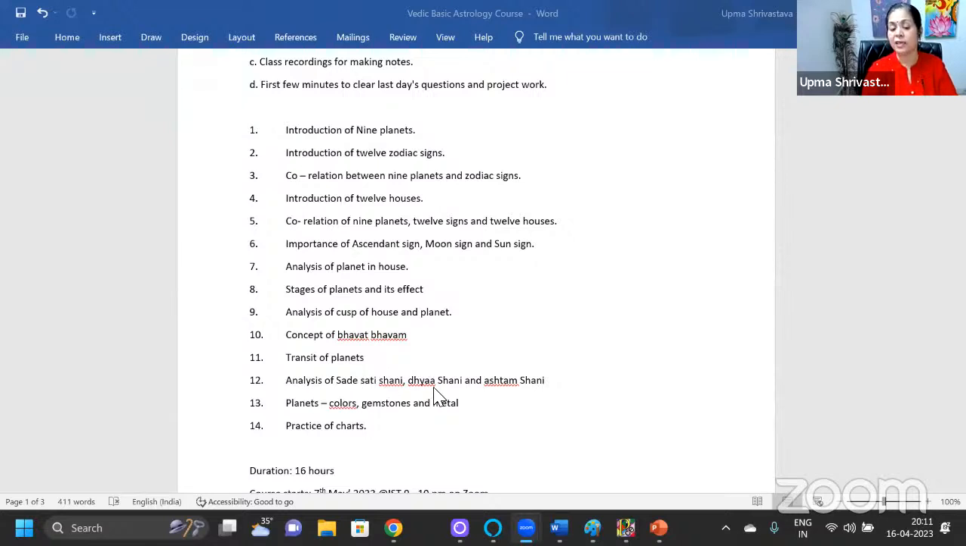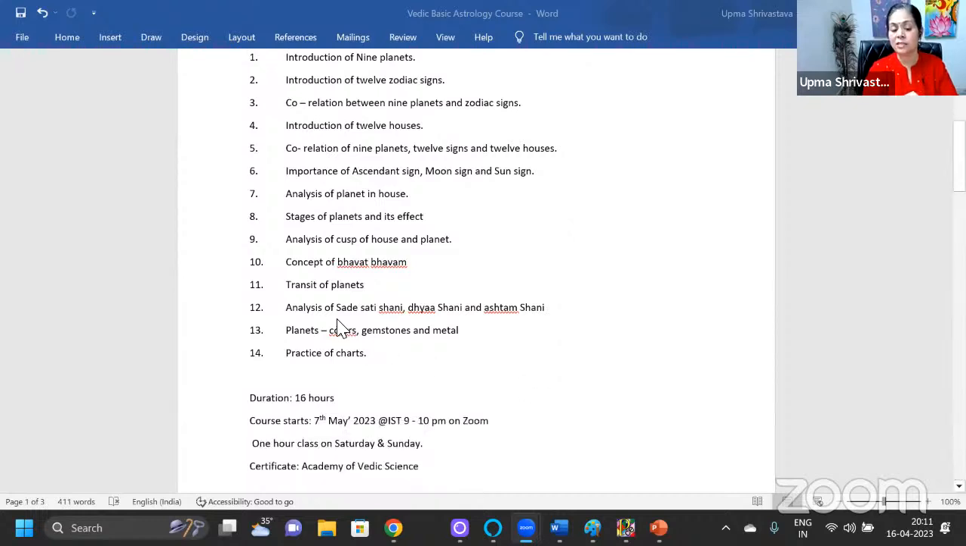Sade Sati, that is Dhaya Shani, Ashtam Shani, how to check these and what precautions you need to take. Then the remedies part: planets, colors, gemstones, metal, and practice of charts. When we do this course, you have to keep doing analysis so that by the end of the course you are able to do the predictions.